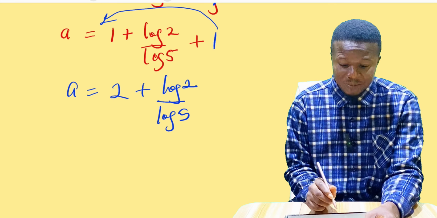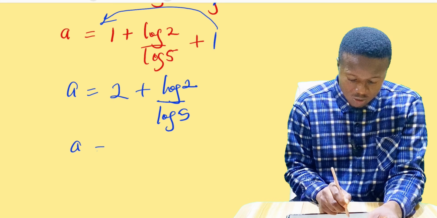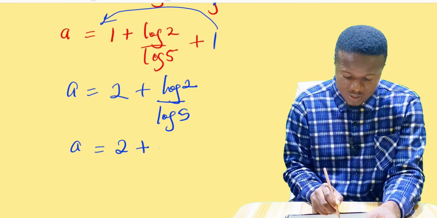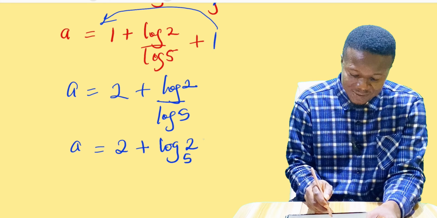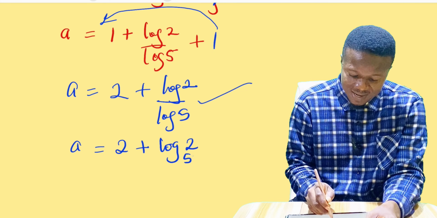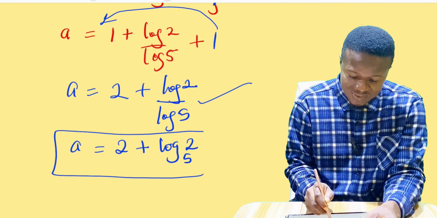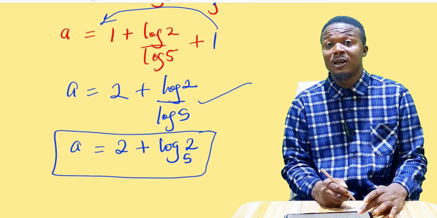You can stop here, but if you want, I want you to always remember that you can change the base. So we can call this a equal to 2 plus logarithm of 2 base 5. They are the same thing. You can change this to a base of 5 and that will give you this. So this is the solution to this particular problem.